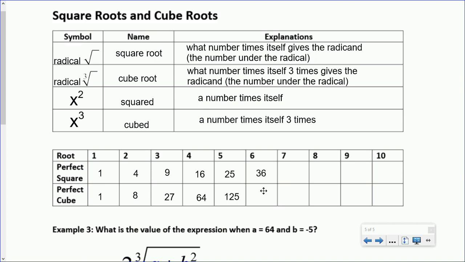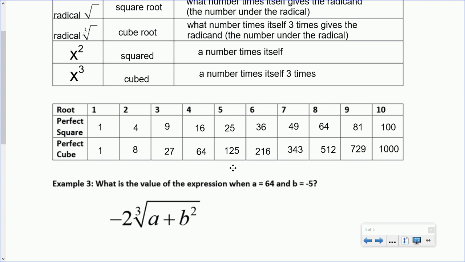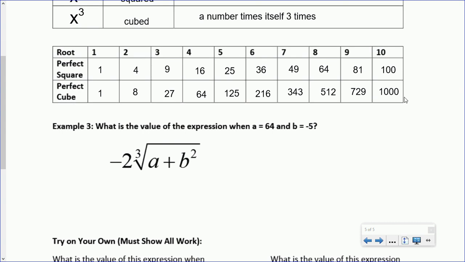So these should be memorized. However, if you don't, it's not the end of the world because you do have access to a calculator. It's just going to save you time if you have it memorized. So I would strongly suggest the perfect squares should be memorized by now. The perfect cubes, if I had to, I could memorize them. But I know 1 through 5 for sure. So, that's that stuff.